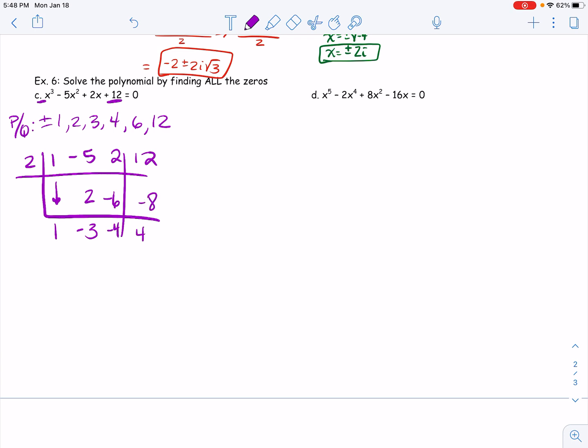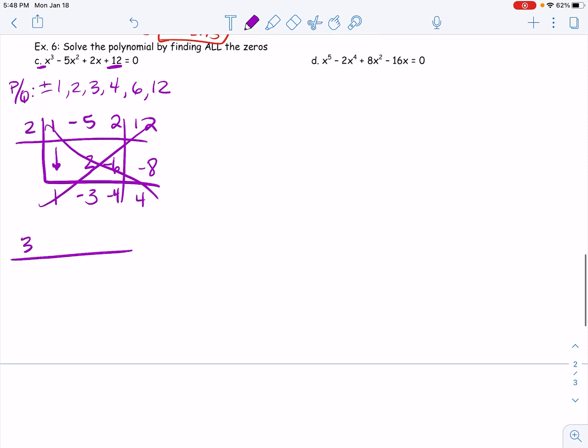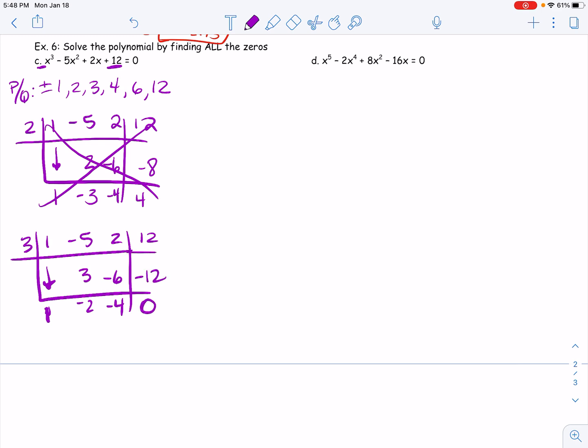Nope, didn't work. So see, you're not always perfect on the first guess. It didn't work. Oh well, no big deal. All right, so let's try another one. Let's go 3. Boom, boom, boom. Still 1, negative 5, 2, and 12. 1, 3, negative 2, negative 6, negative 4. Oh, yay. Okay, so this one did work, so it had a remainder of 0.